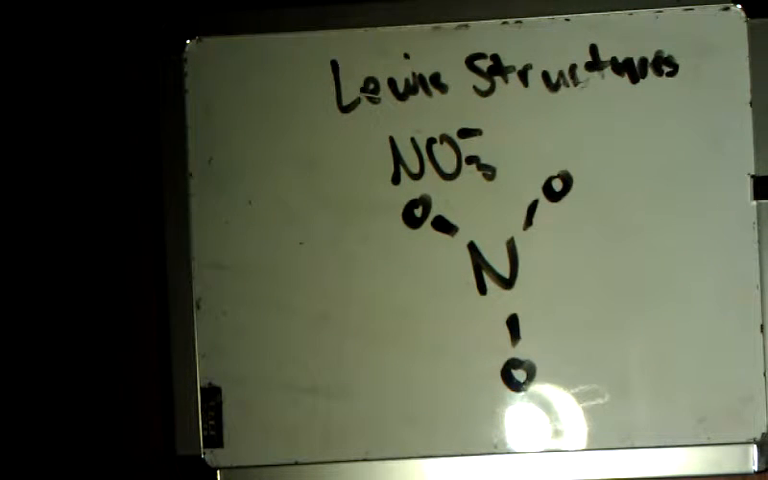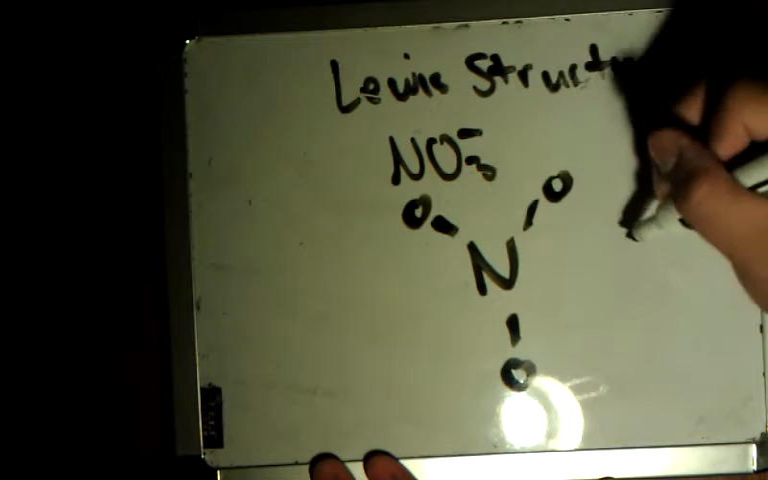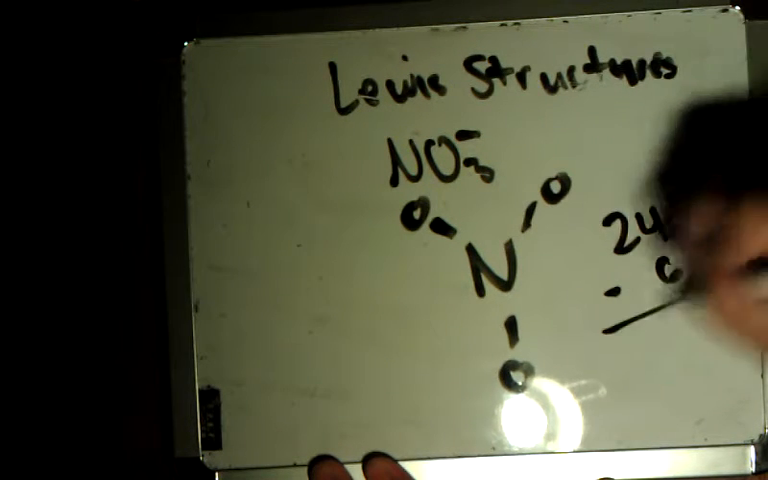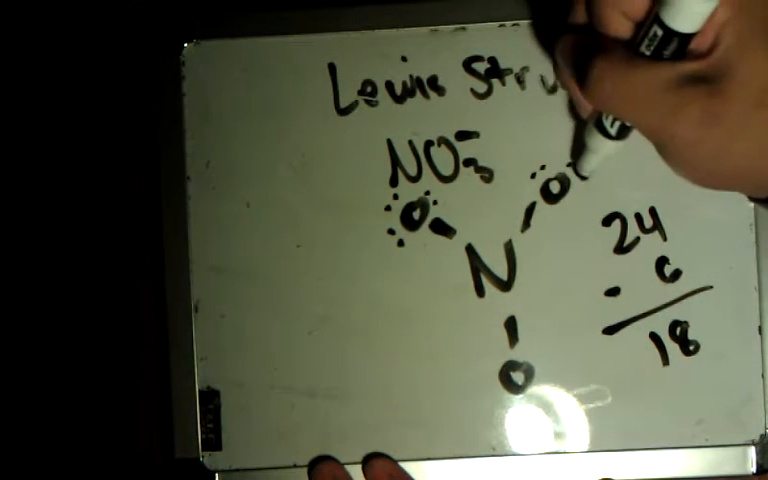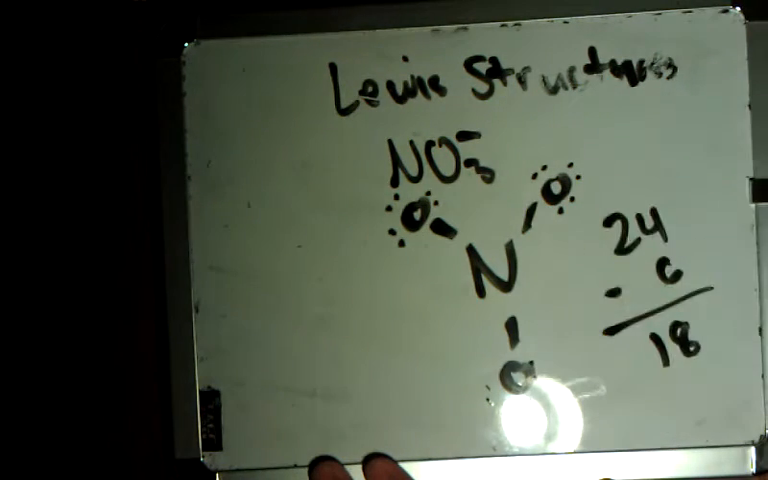After this, we have to distribute remaining electrons to satisfy octets. So first, we know that there's 6 electrons taken from each bond. So 24 minus 6, we have 18 left. So we're going to satisfy each octet with, there's another 6, there's another 6, and there's the last 6, 18.